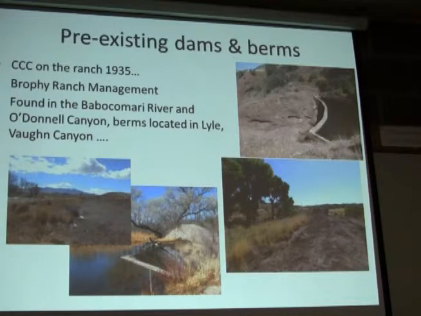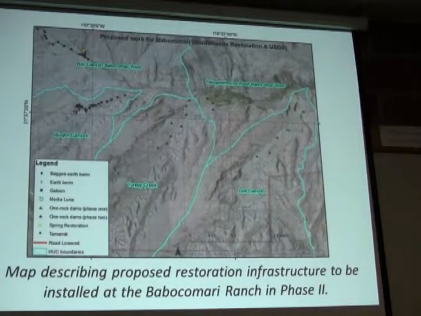There's also some pre-existing dams. The CCC was out here since 1935 and put in a bunch of huge structures, some berms in Lyle and O'Donnell. And so we stepped away from some of those areas because of that pre-existing stuff.